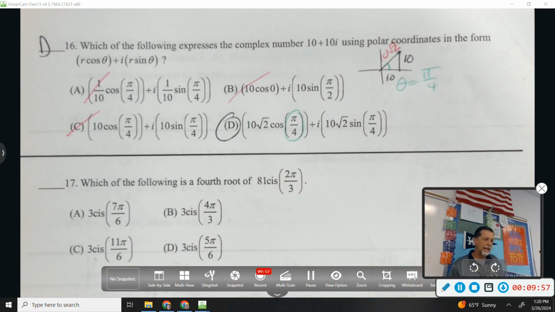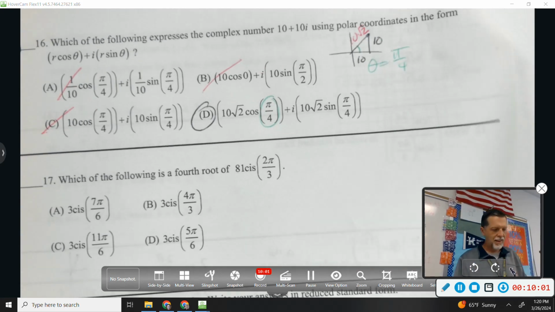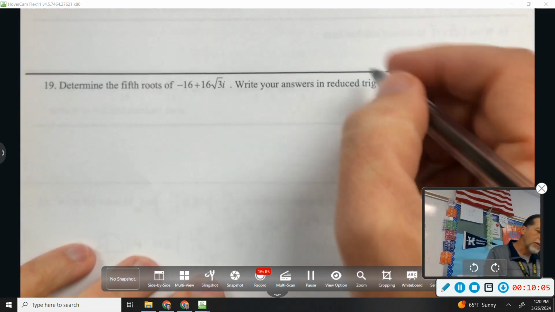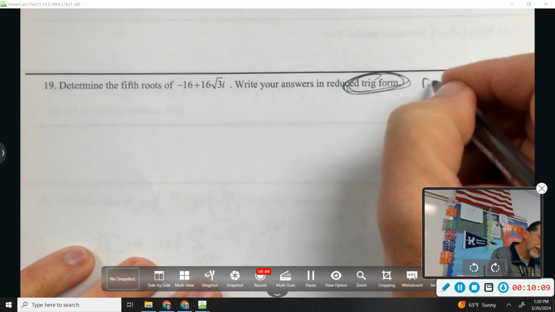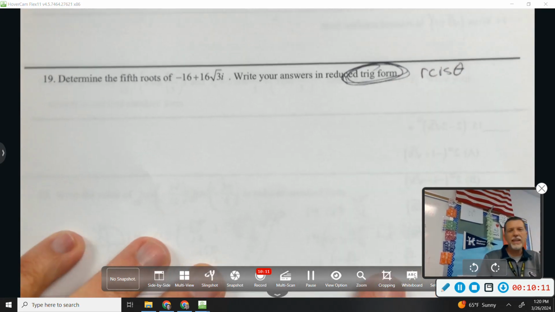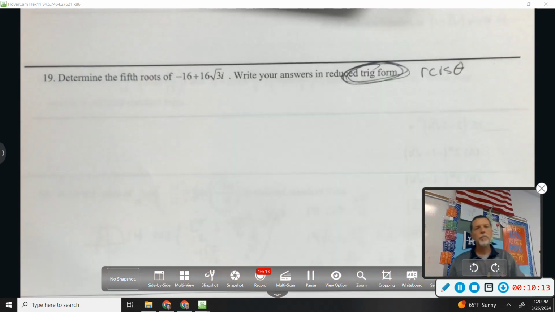Number 19. Write your answers in reduced trig form. Okay, finally we get one that we like. So I don't have to change it back to a plus b. I can leave it in r cis theta.